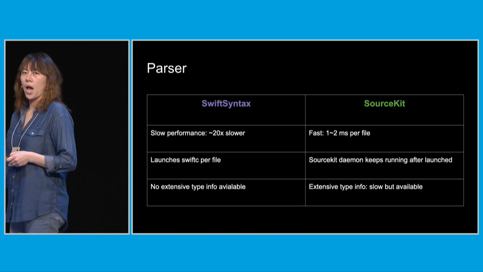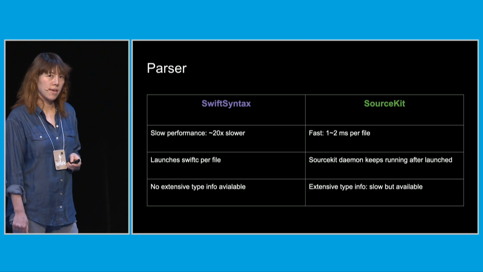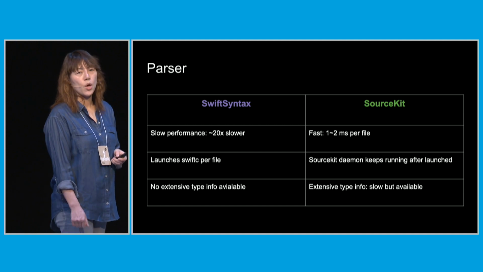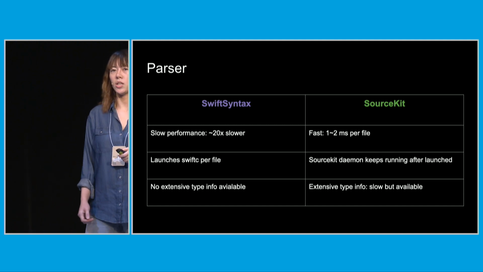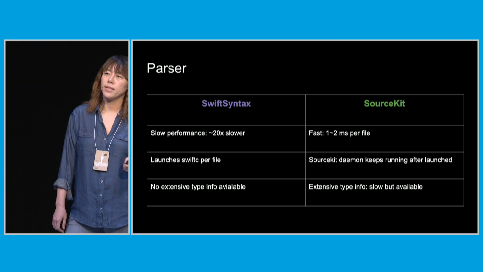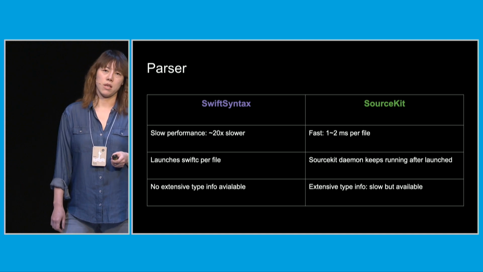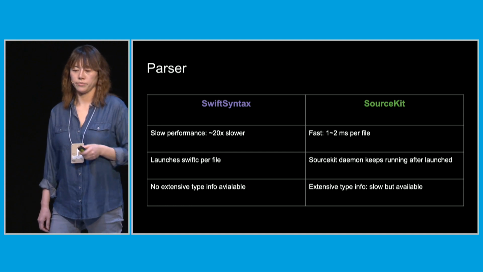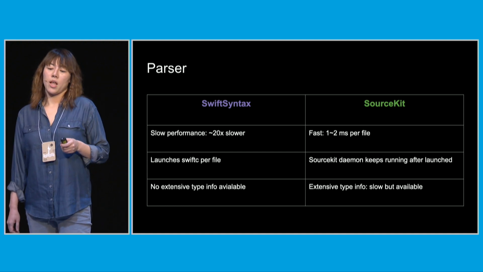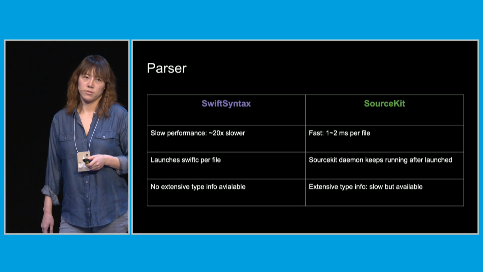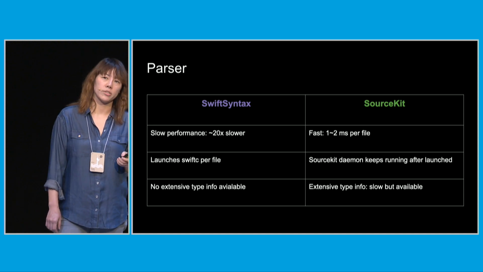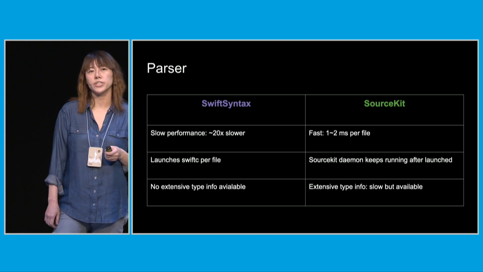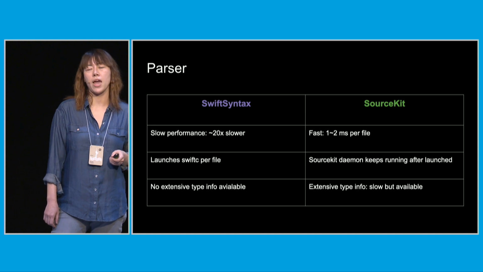There are two choices Apple provides, Swift syntax and SourceKit. We chose SourceKit because it's a lot faster. Parsing takes about 1 to 2 milliseconds, whereas Swift syntax is about 20 times slower. There's a lot more overhead in Swift syntax. It launches the Swift C process per file, whereas the SourceKit daemon keeps running after it's launched.